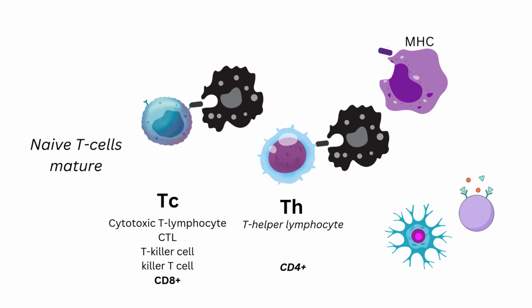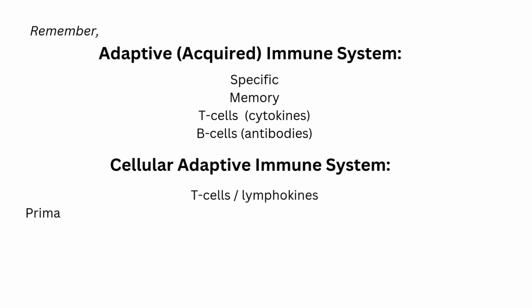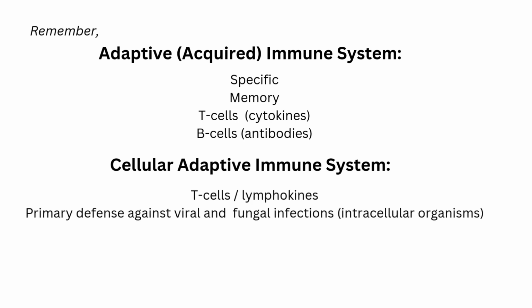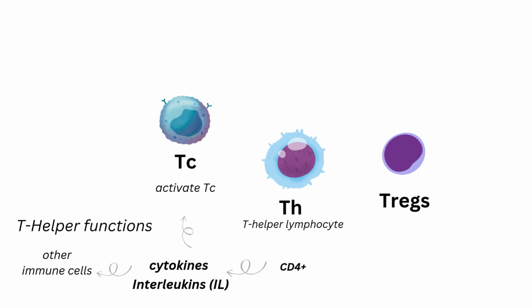They become antigen presenting cells to naive T cells and sort of educate them to become mature T cells that remember and recognize these antigens in the future. This plays an important role of the cellular adaptive immune system. T helper cells secrete cytokines such as interleukins that signal other immune cells.